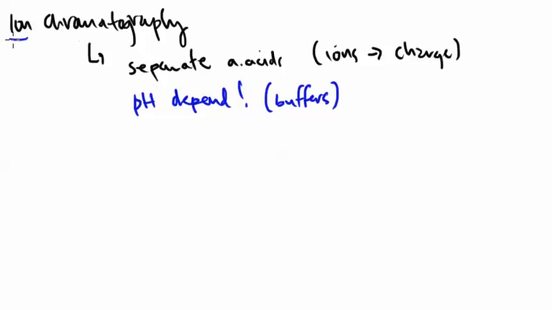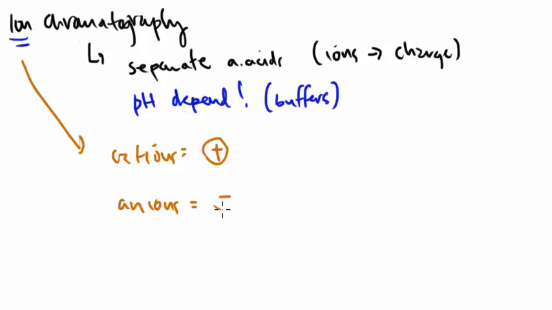IC does its job a couple of different ways. You're looking at ions here, and it's very important to understand that ions can be cations and they can be anions. And cations are positively charged and anions are negatively charged.